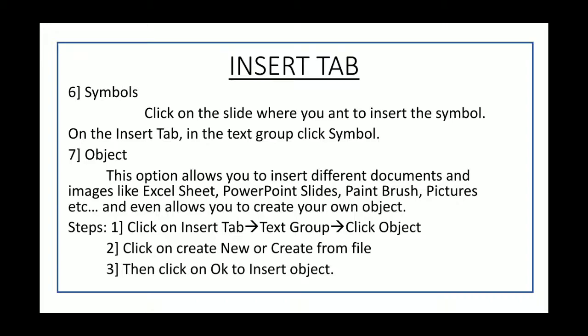Create from file means you have already created the paintbrush file before, and you are choosing that file from its location. That will be inserted into your PowerPoint presentation. I am taking the example of paintbrush, but you can insert an Excel sheet, a Word file, or any pictures from the Object option. Everything you can insert from the Object option of the Insert tab, in the Text group. This is about today's topic.